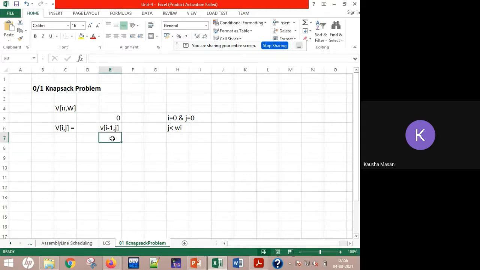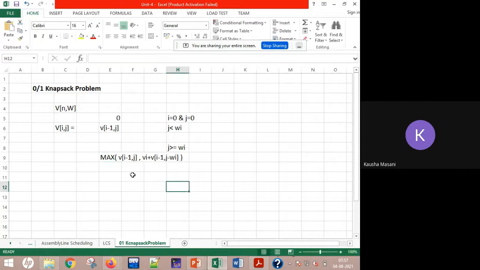And third, if my j value is greater than or equal to Wi, then I have to pick up the max value out of any two: either v of I minus 1 comma j, whatever value I'm getting through this formula, or v of I, that means the value or the profit of my ith item, plus the cell value of the above cell, which I can write as v of I minus 1 comma j minus Wi.